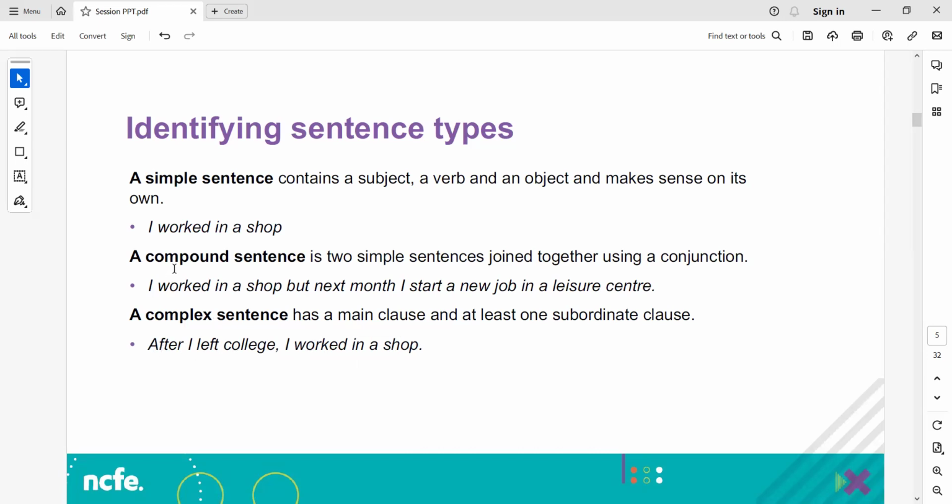Okay, so if we look at some more examples, simple sentence, I play football. A compound sentence, I play football and I am very talented. So I play football, I am very talented. They've just been joined together with and. And a complex sentence could be, due to my football talent, I am going to be a professional. So I am going to be a professional makes sense by itself. Due to my football talent, it's the subordinate clause because it needs the rest of the sentence to make sense.